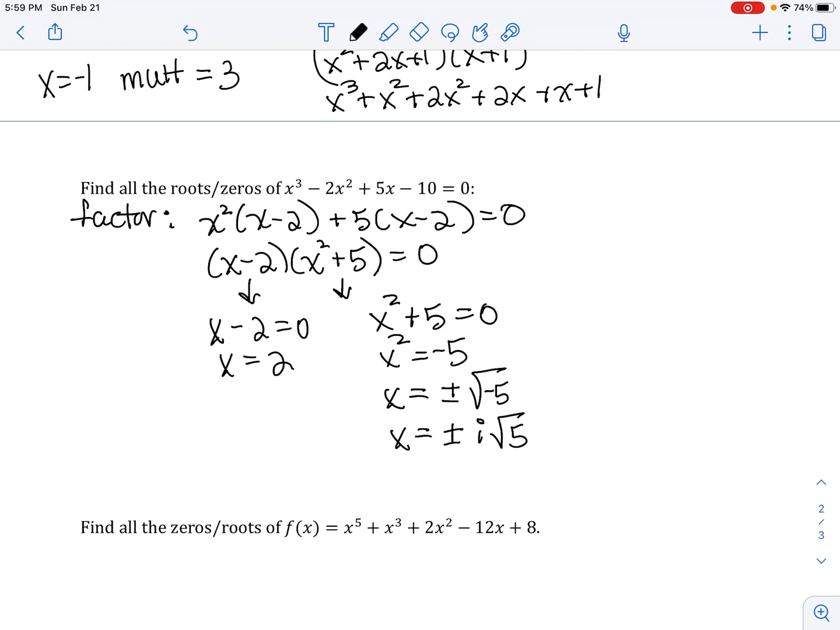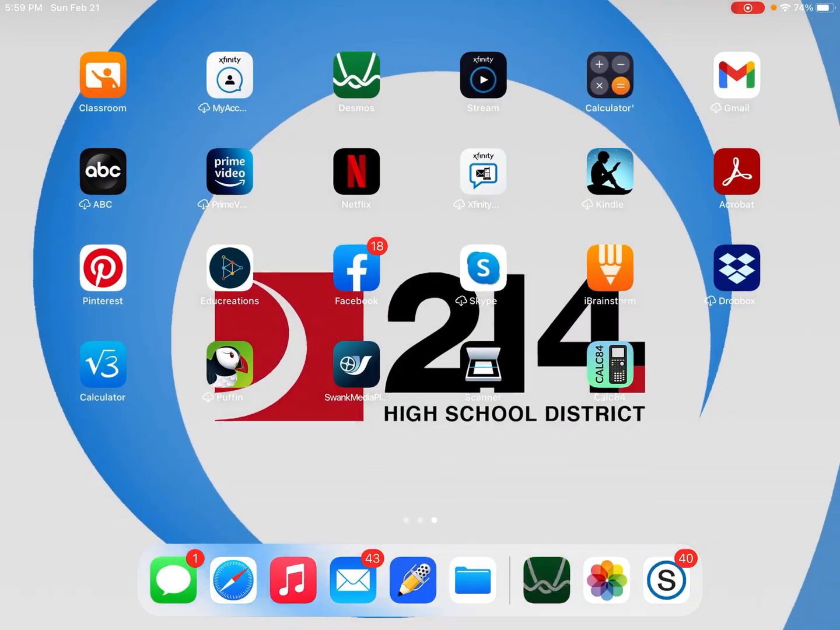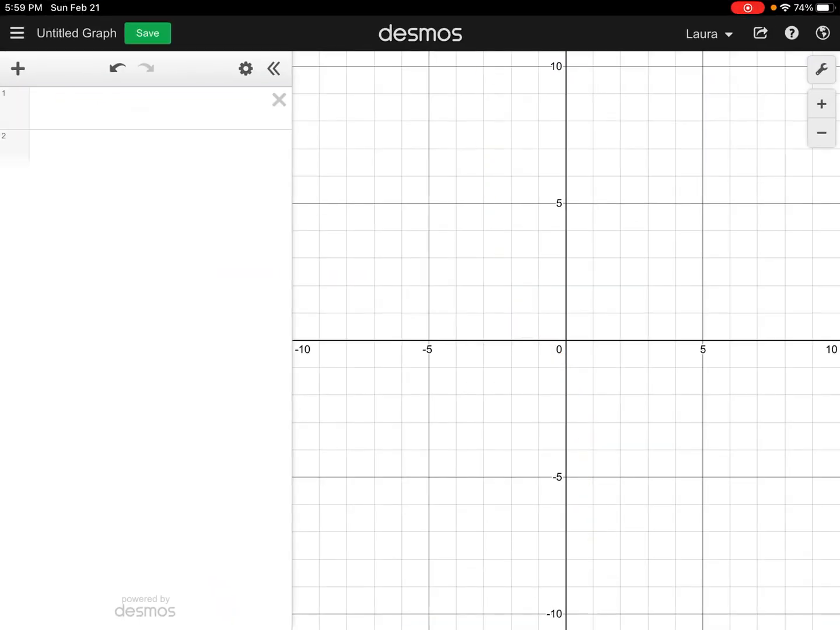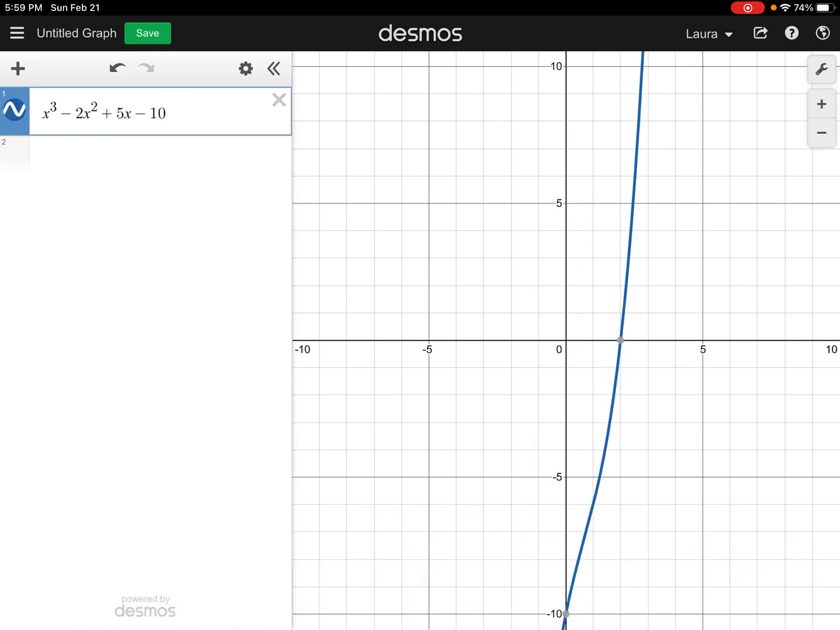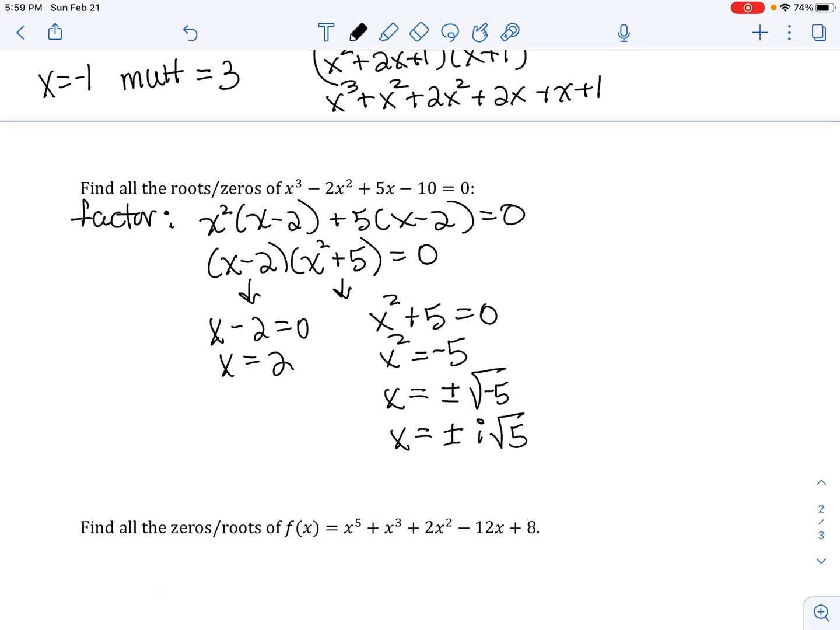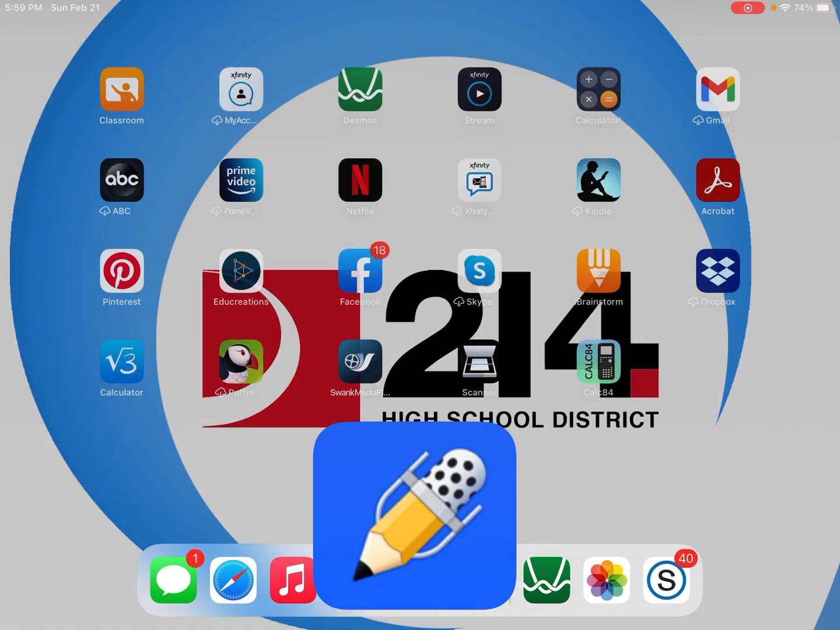So if we were to graph this, let's do it, and let's talk about how what we just did supports that. So x cubed minus 2x squared, whoops. All right, so let's see, did I get that right? x cubed minus 2x squared plus 5x minus 10.